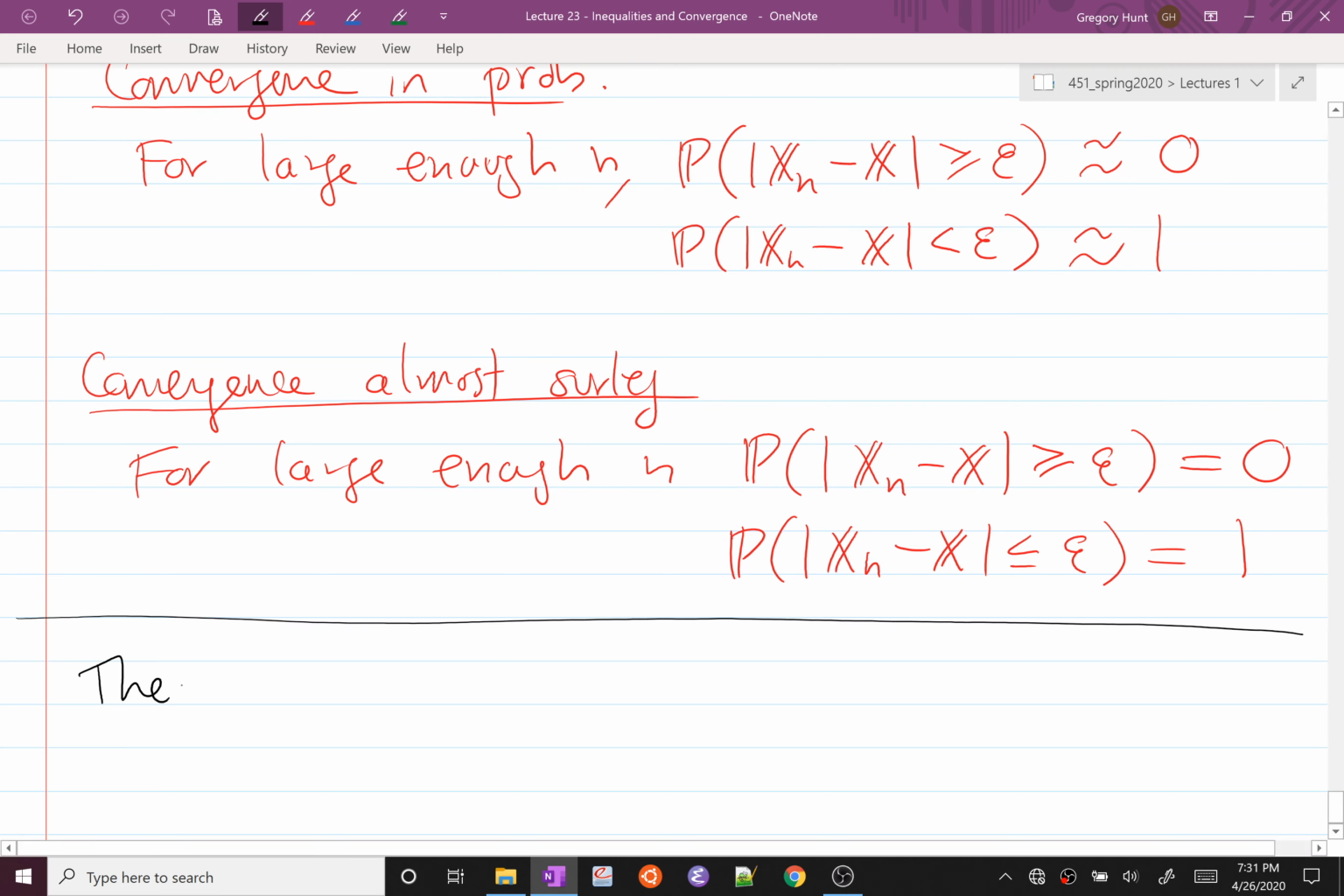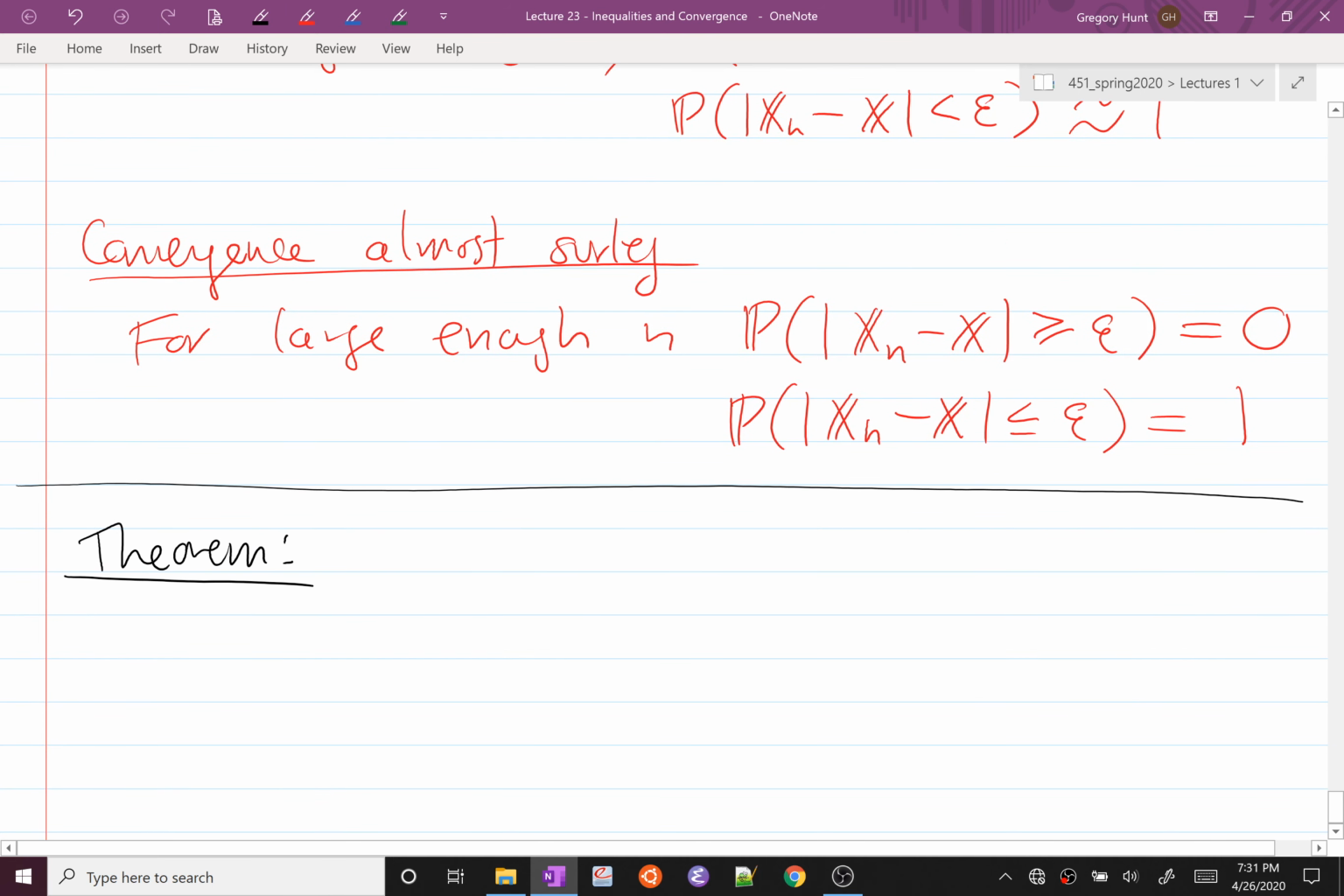And the theorem says that convergence in probability implies, other way around, whoops, right? The stronger condition, convergence almost surely, implies convergence in probability.